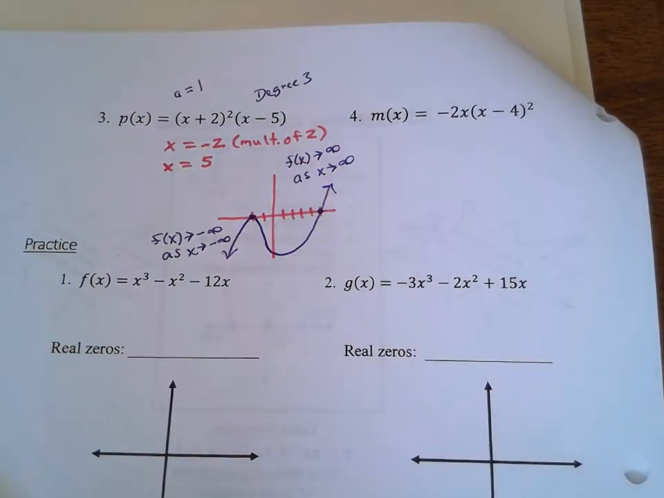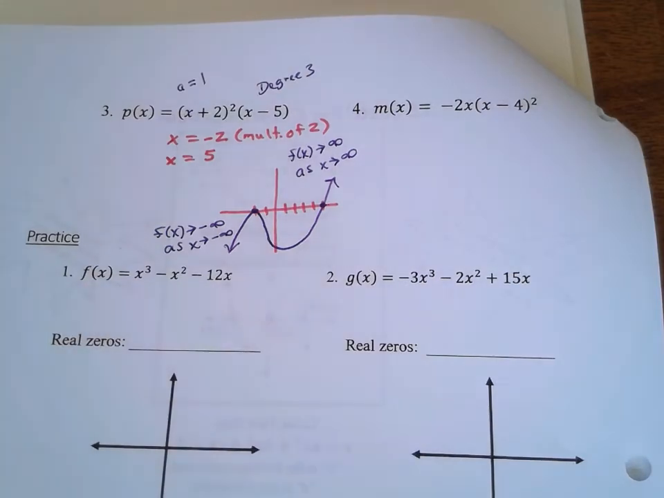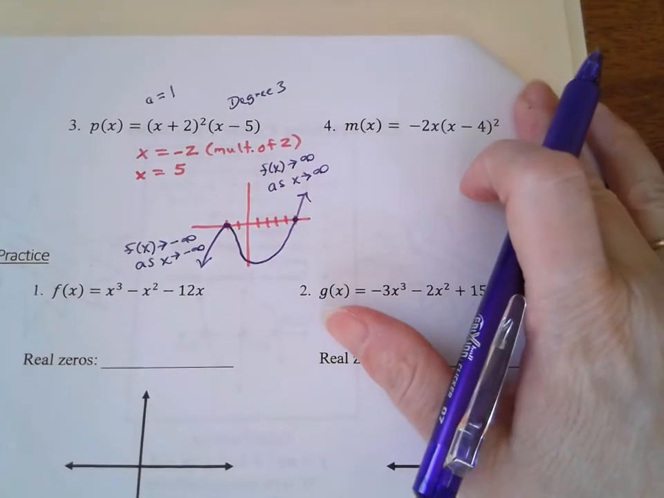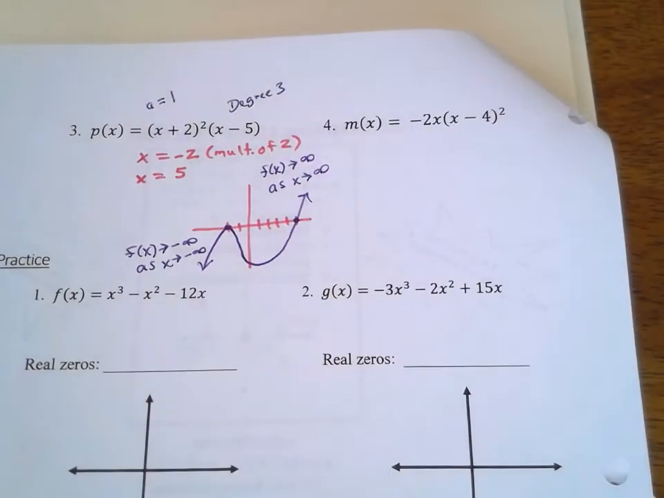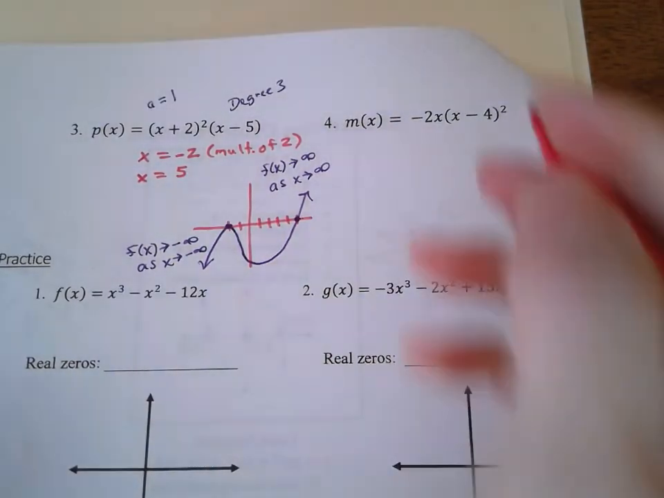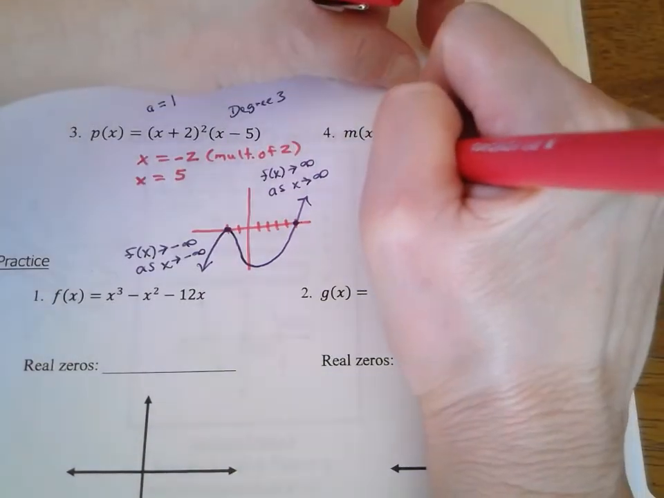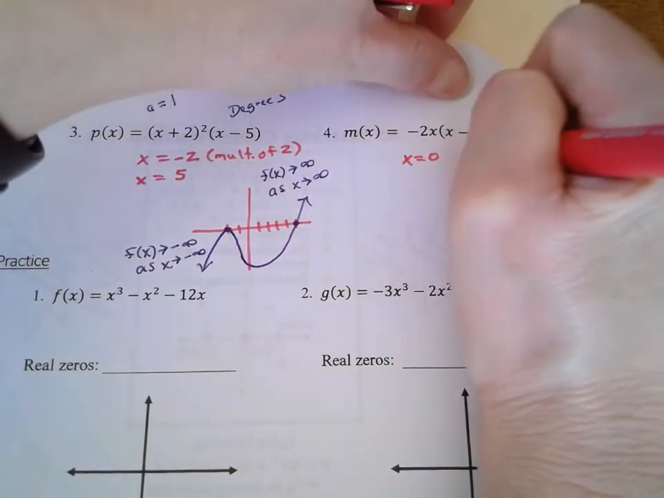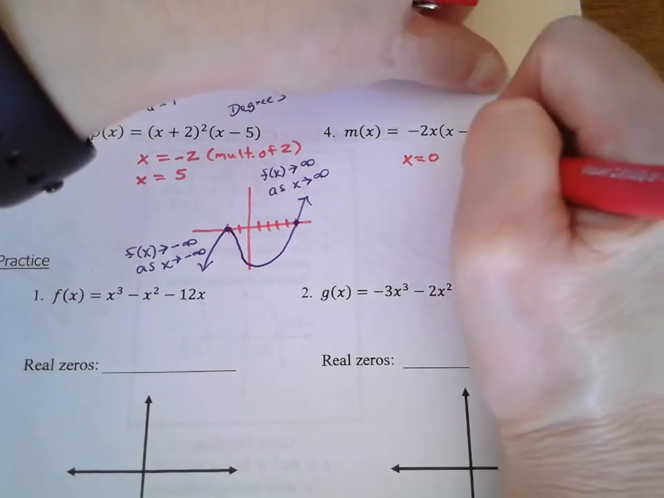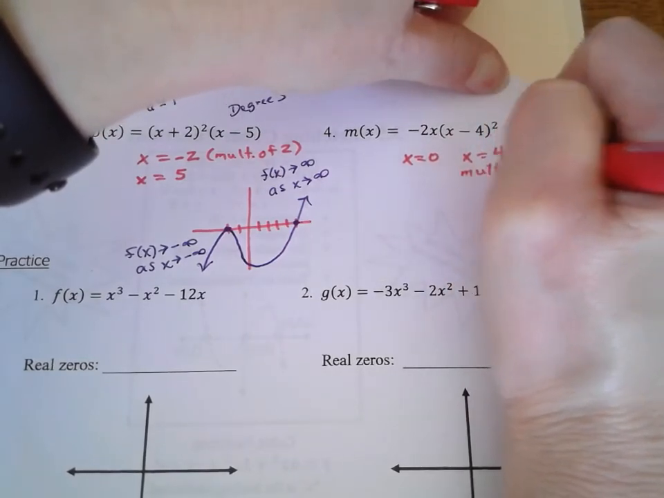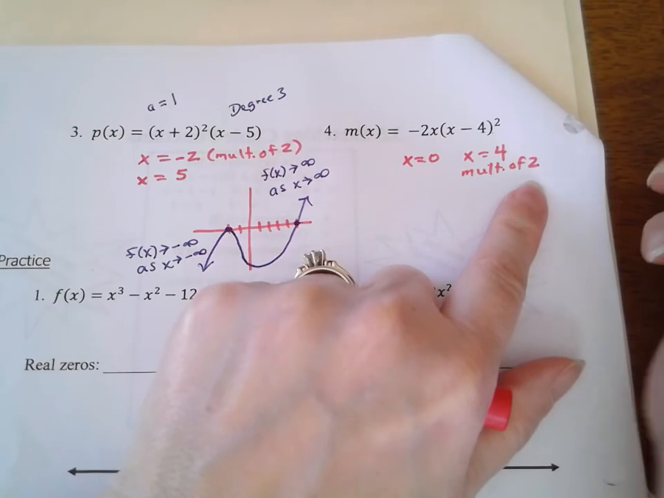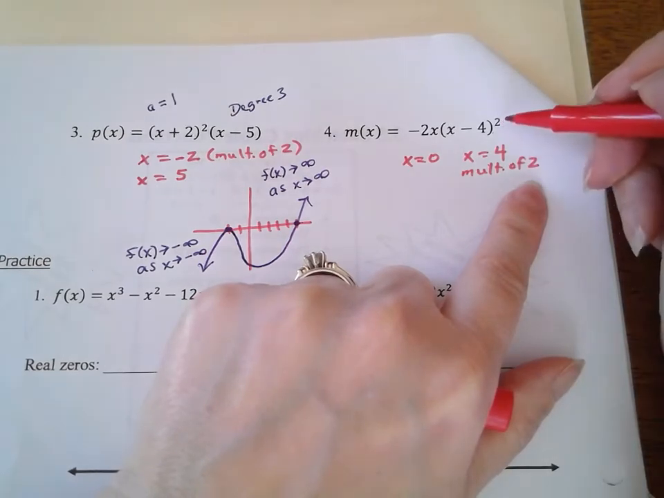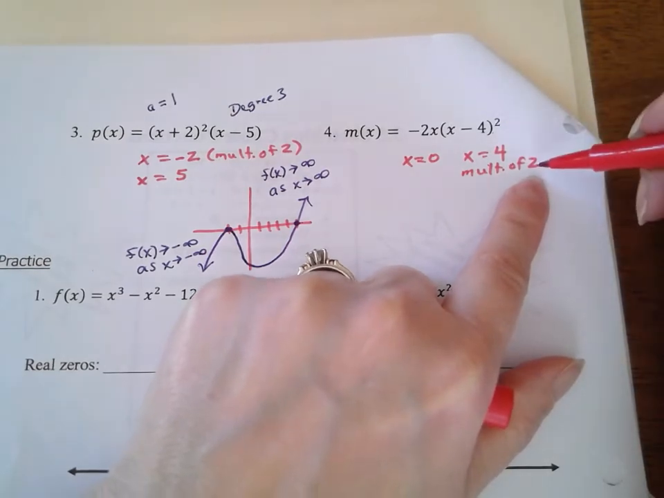Another thing that we need to talk about, and I didn't do this on the front side, is domain and range. I'll go back to the front side and we'll talk a little bit about domain and range. For this one right here, this root is 0. This root is 4, but there's a multiplicity of 2. And the reason we write 2 here is because that number right there is 2. If that were a 3, then I'd put multiplicity of 3 right there.